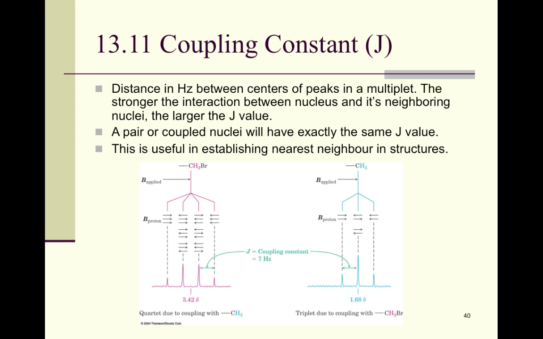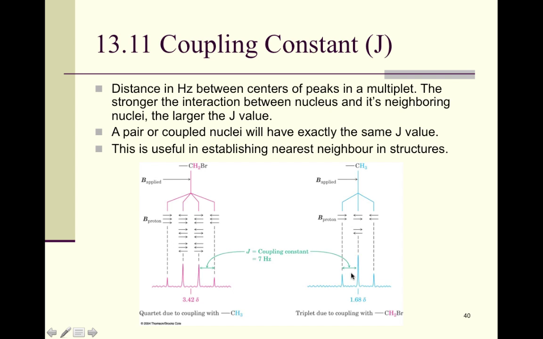Coupling constant J. The difference in hertz between the centers of peaks in a multiplet, that's what a J value is. A pair of coupled nuclei will have exactly the same J value. This is useful in establishing nearest neighbors in structures. We have one signal here that's been split into a quartet. Notice here we have Pascal's triangle, where these guys are about 3 times taller than the ones on the end. The distance between each of these split values is called the J value. So within one signal, you will have the same J value between all of these different peaks. And that's one way we could tell that these peaks belong together.